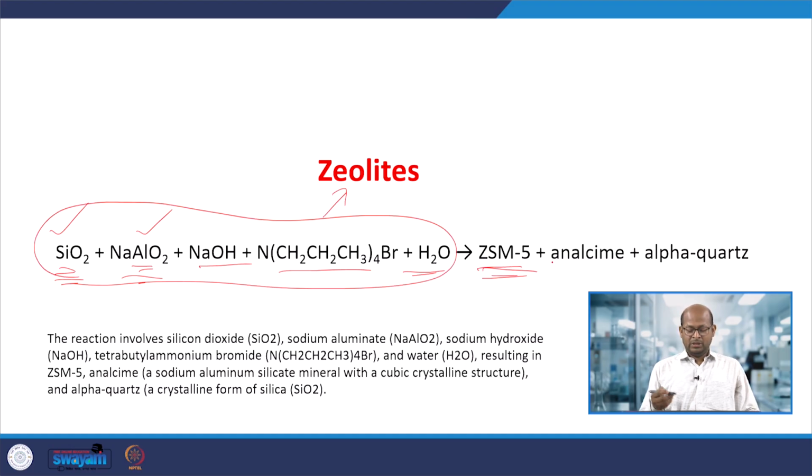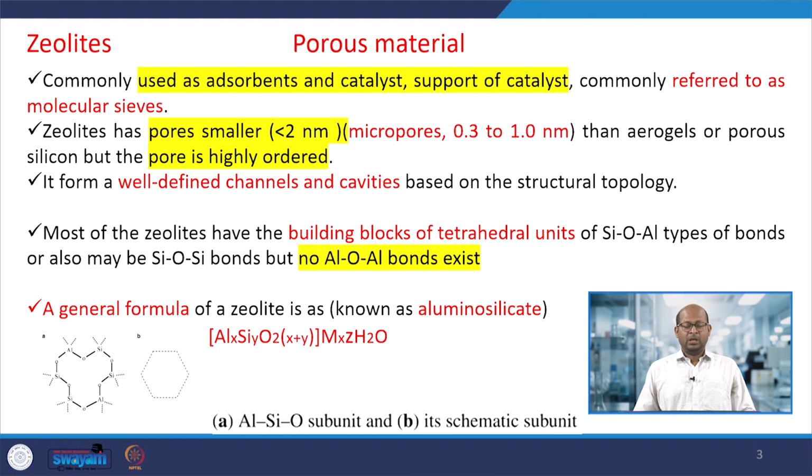Once it forms at a specific temperature and pressure, analcime and alpha quartz, which is also silica, basically form in this particular process. These materials are commonly used in many applications from a chemical engineering point of view. They are used as adsorbents, catalyst materials, and catalyst supports. These materials are commonly used in many chemical industries where we need a catalyst for specific reactions, so we can use zeolites as materials.